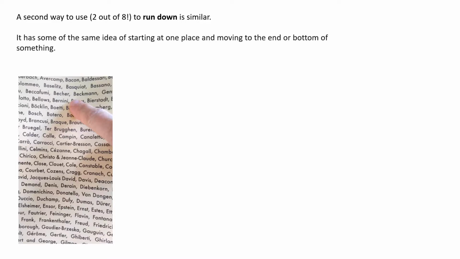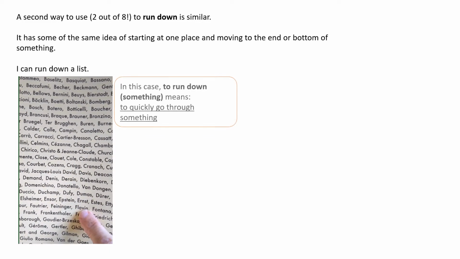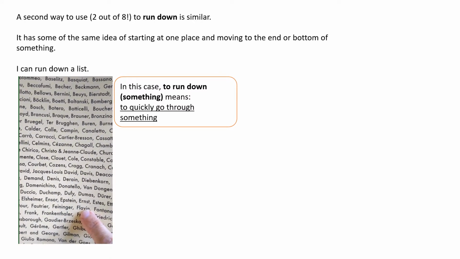A second way to use to run down is similar. It has some of the same idea of starting at one place and moving to the end or bottom of something. I can run down a list. In this case, to run down something means to quickly go through something.